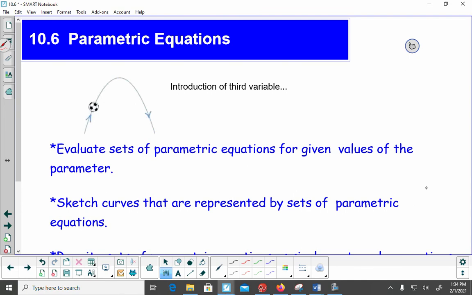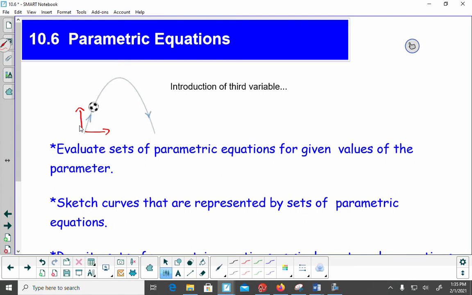So the best way for me to explain what a parametric equation is, it's the introduction of a third variable. So I think of kicking a soccer ball. When I think of kicking a soccer ball, there's three things that are going on with a soccer ball. One is it's going to have a horizontal distance. The other variable is going to be its vertical distance. And the third variable, the introduction of this third variable, is going to be how long the ball is in the air, which is going to be the time that the ball is in the air.